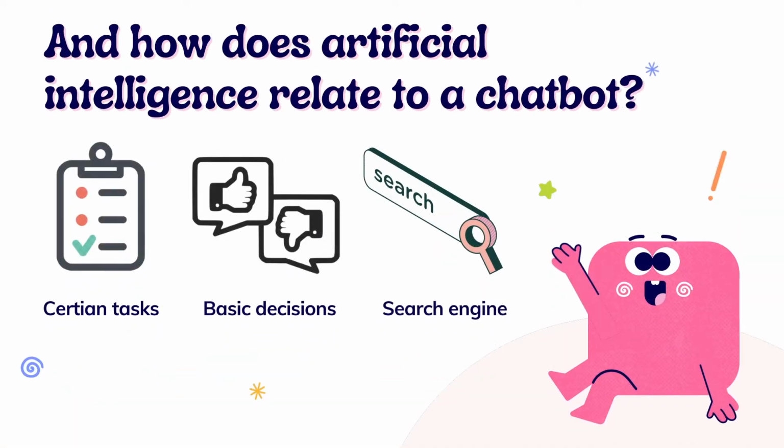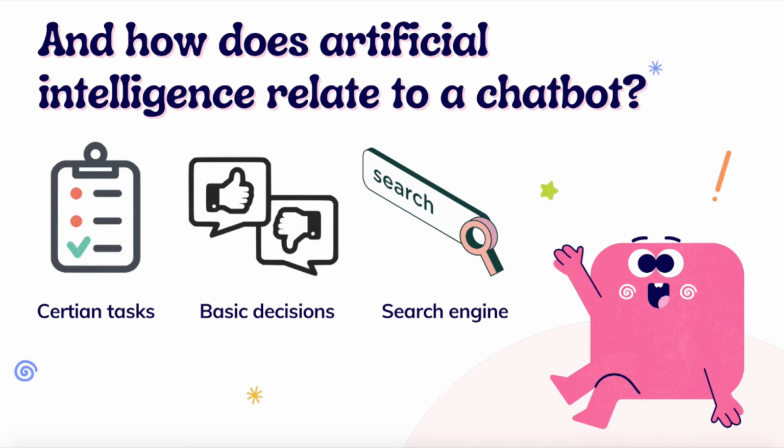And how does artificial intelligence relate to a chatbot? Nowadays, AI is used to perform certain tasks and basic decisions. We can see this when we are interacting with a chatbot, since it's able to relate the data entries, for example, names or specific topics, and link them with the data to return a result, much like a search engine, which nowadays also include AI in their algorithms.